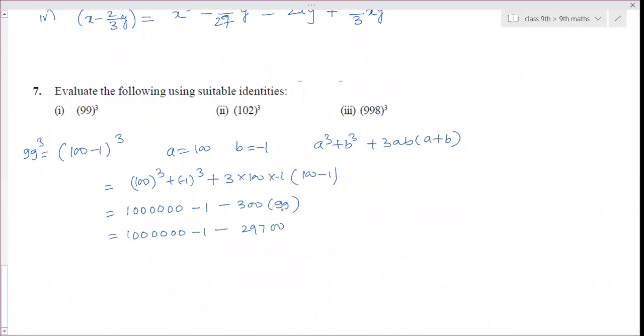Wait, let me check. 9 3s are 27, 27 plus 2 is 29. Yes, right. 29700. So what is the difference of this one? 1 and 6 zeros minus... addition of this, because both of them have the same sign. 29701.